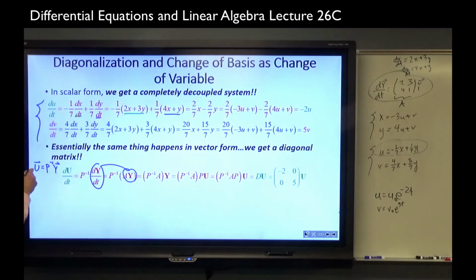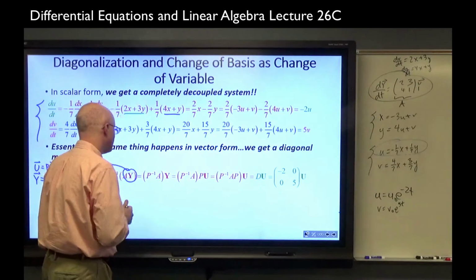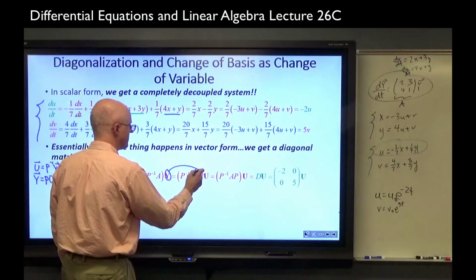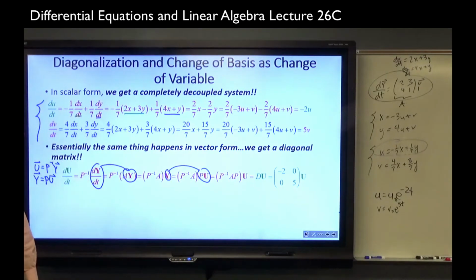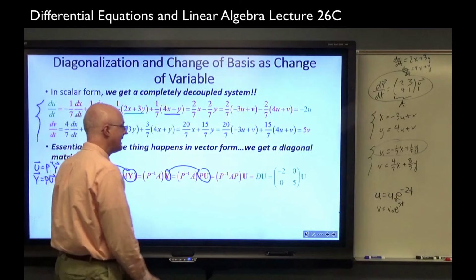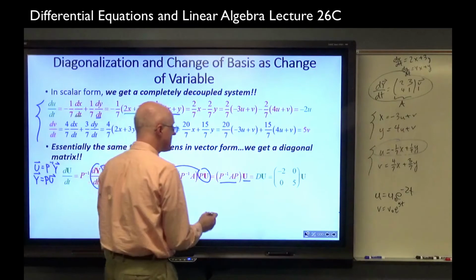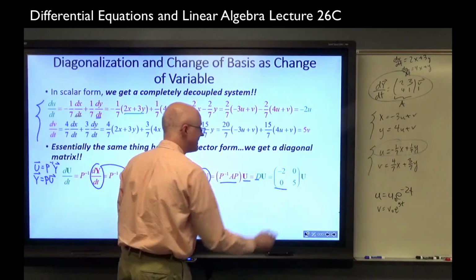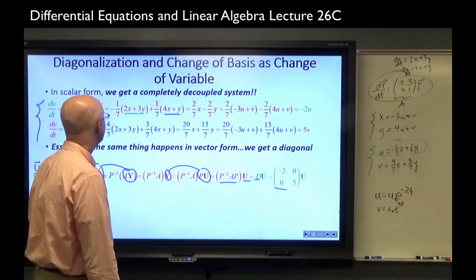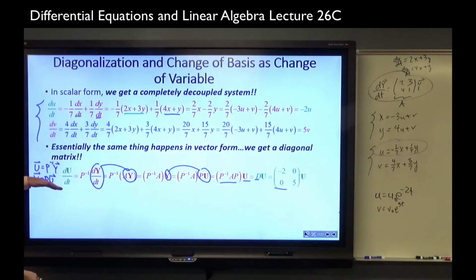And wait a minute, if u is P inverse times y, I knew y was also P times u. Y equals Pu. Y gets replaced by Pu. And lo and behold, use the associative property again, and I can write it as P inverse times AP times u. But P inverse times AP is the diagonal matrix D, which is this. Wow. Isn't that fun? This is the analogous calculation in one line of vector equations as these two lines of scalar equations. They're both fun in their own ways, I guess.